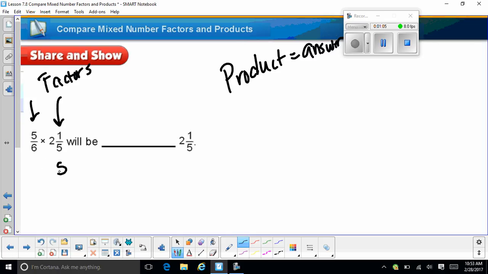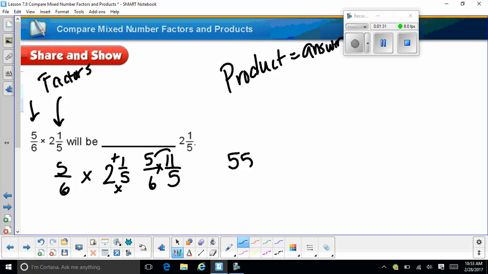So in this case, I have 5/6 times 2 1/5. In our previous lesson, we learned how to convert a mixed number and then multiply, so we're going to do that here. 5 times 2 is 10, plus 1 is 11. So I have 11/5, and I'm going to be multiplying it by 5/6. Now that I have two fractions, I'm going to multiply across. So I have 55 this way, and then my denominators equal 30.